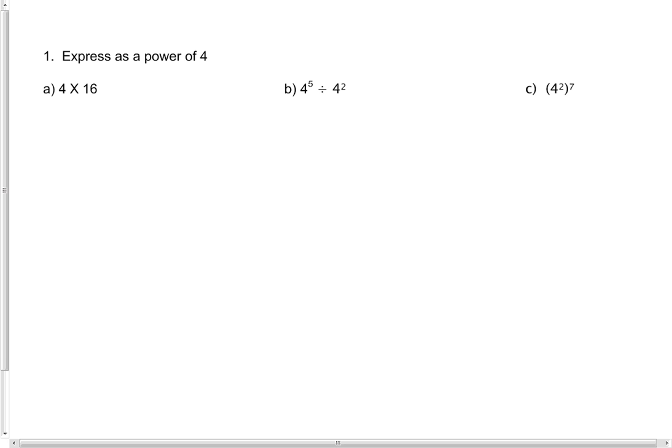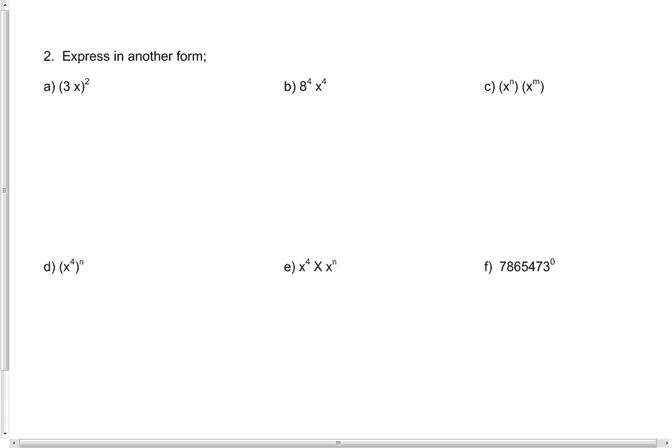Express as a power of 4. So the number 4 itself is the same as 4 to the 1. 16 is the same as 4 squared, so we could write that using the rules of multiplication as 4 cubed. 4 to the 5th divided by 4 squared, using our rules for division, we keep the base, subtract the exponents, it's 4 cubed. And 4 squared all to the power of 7, you would multiply the exponents, 4 to the power of 14.